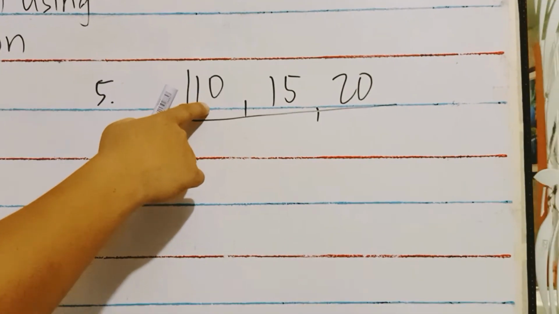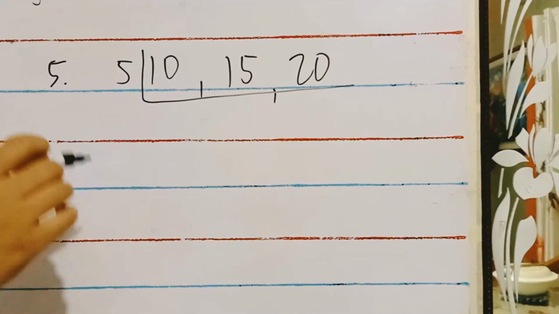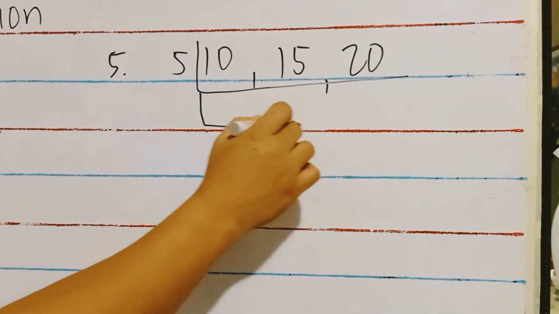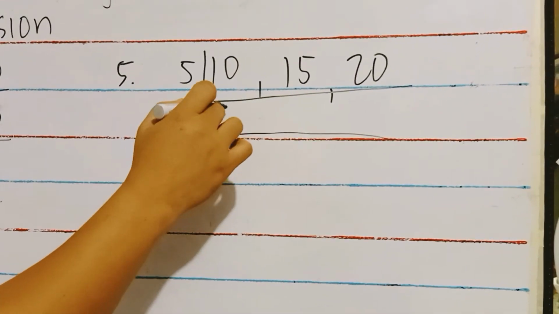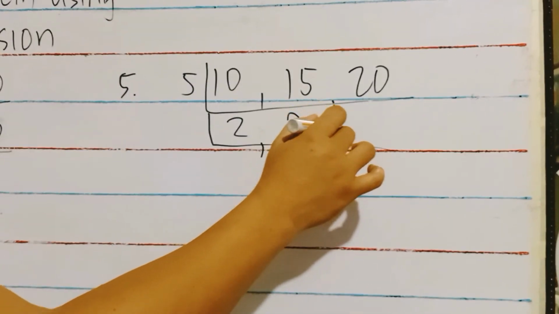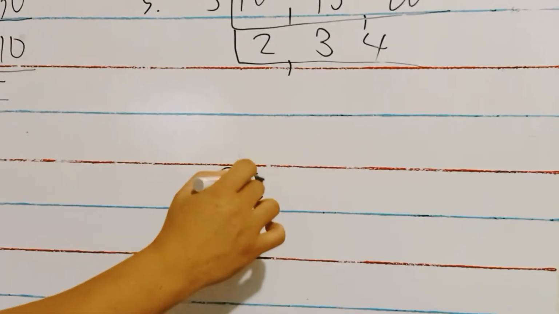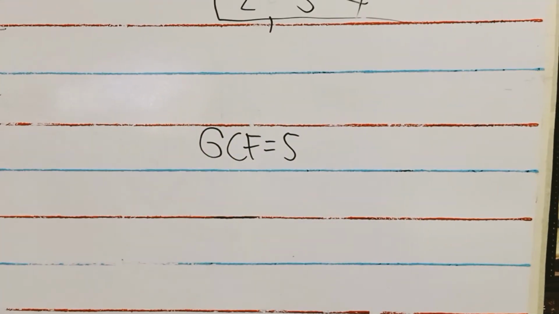Okay? Next, last number. Common factors. So, it ends with 0 and 5, divisible by 5. So, we will divide it by 5. 10 divided by 5 is 2. 15 divided by 5 is 3. 20 divided by 5 is 4. So, wala nang common yung tatlo. Therefore, our GCF is 5.